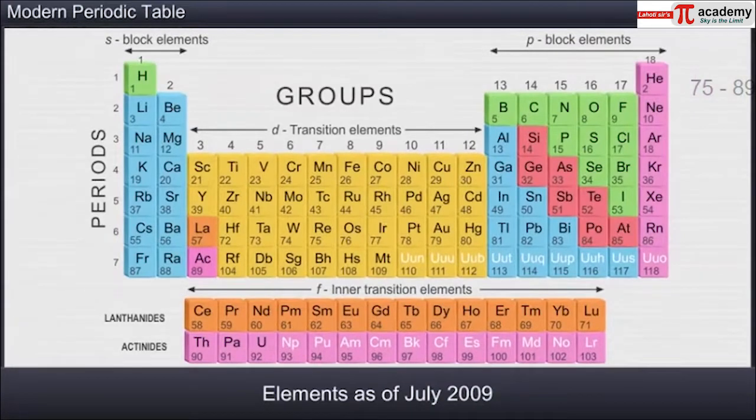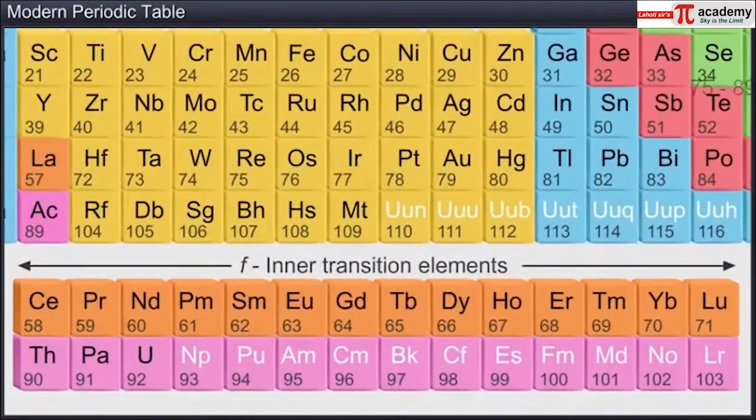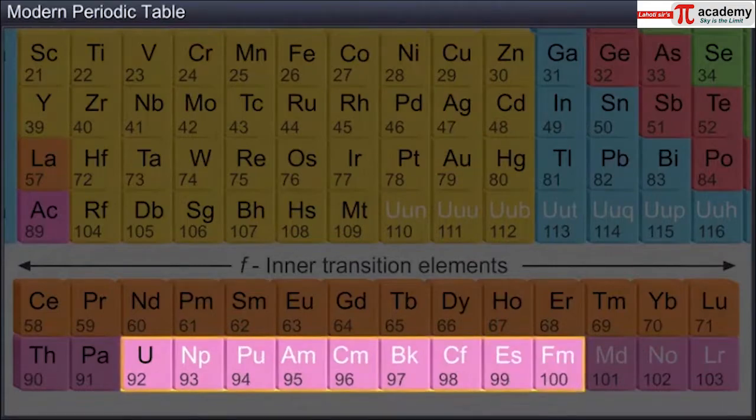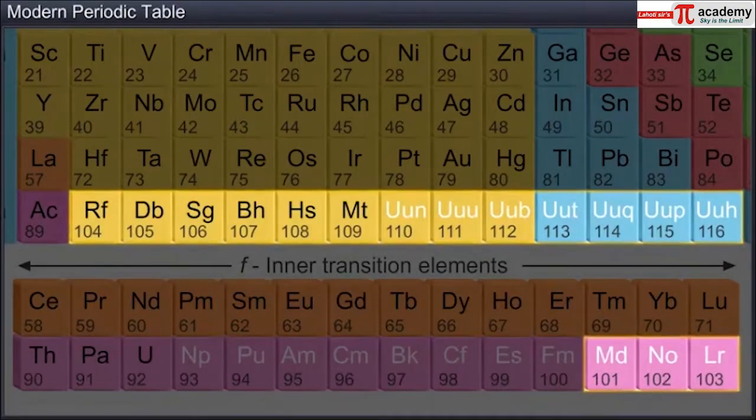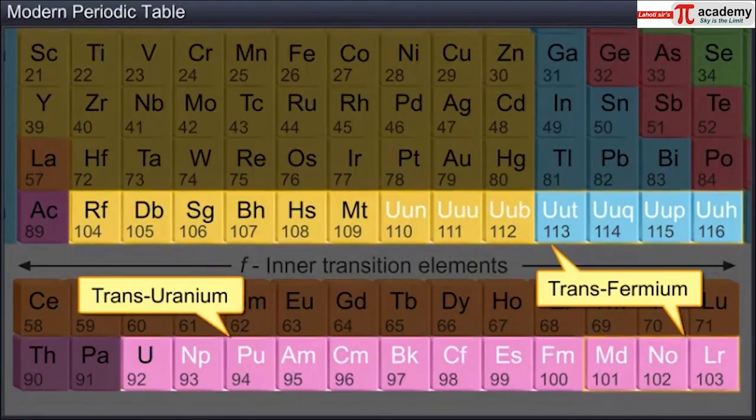As of July 2009, the long form of periodic table has a total of 118 elements. All the elements between uranium, atomic number 92, and fermium, atomic number 100, are called transuranium elements. The elements after fermium are called transfermium elements. Both transuranium and transfermium elements are man-made elements synthesized in laboratories using costly and sophisticated equipment.